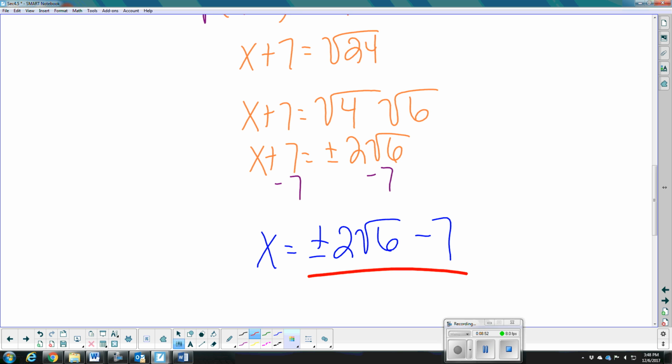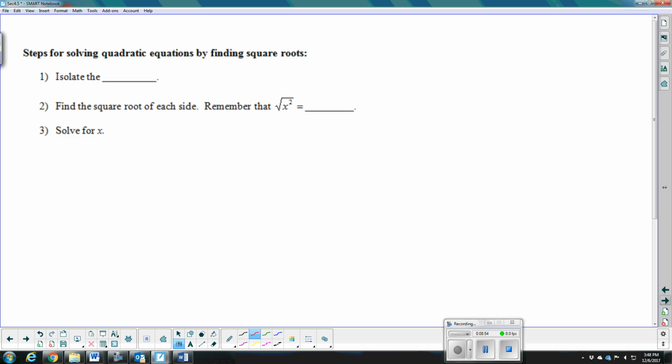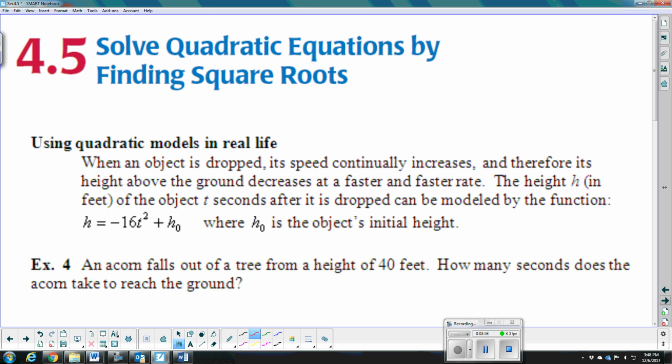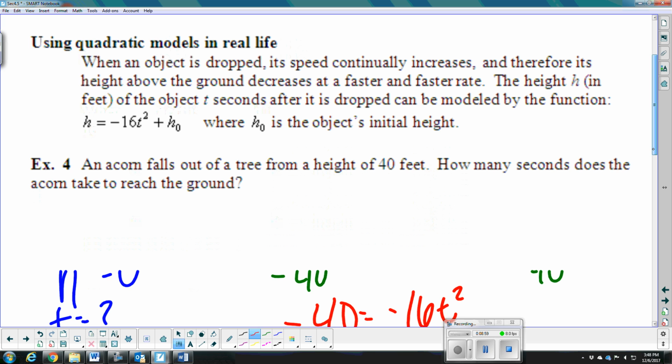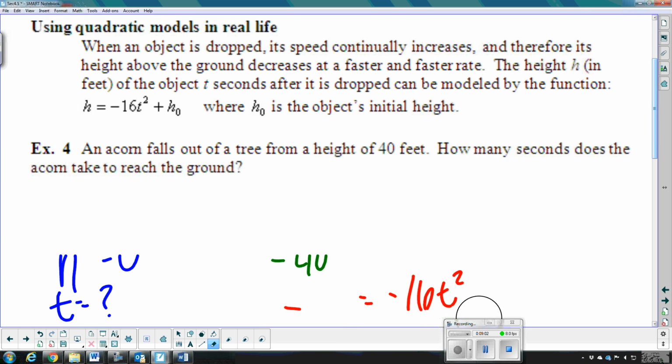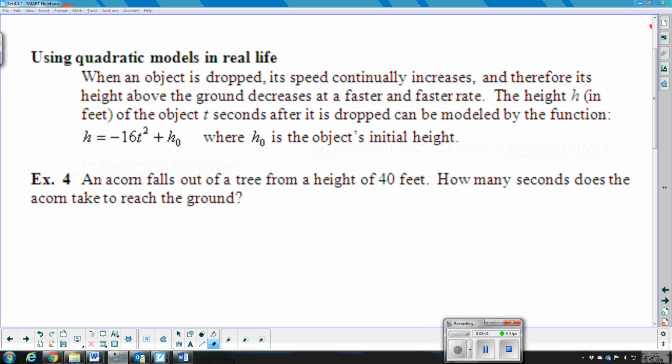All right, let's look at the next part that you have on your note sheets. And this is the real life application stuff. So these are your word problems. And for this particular problem, we're going to use this equation: h equals negative 16t squared plus h sub 0.